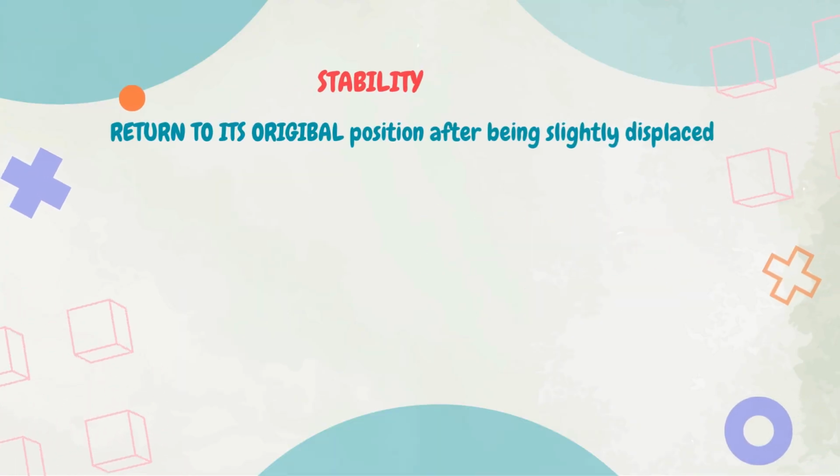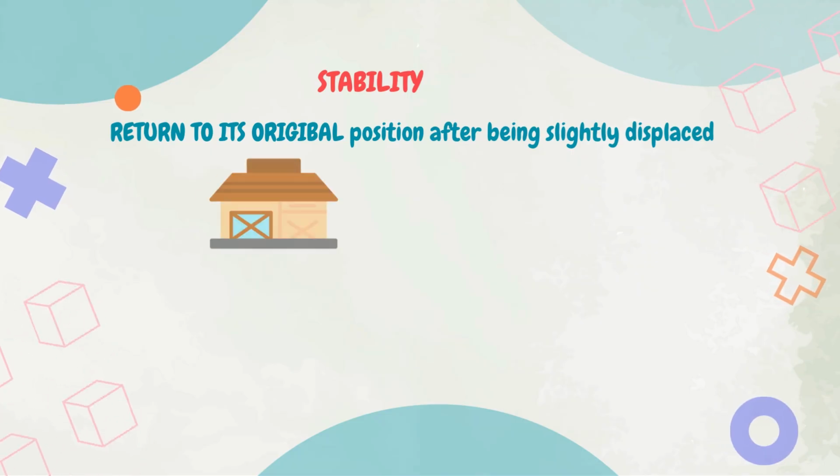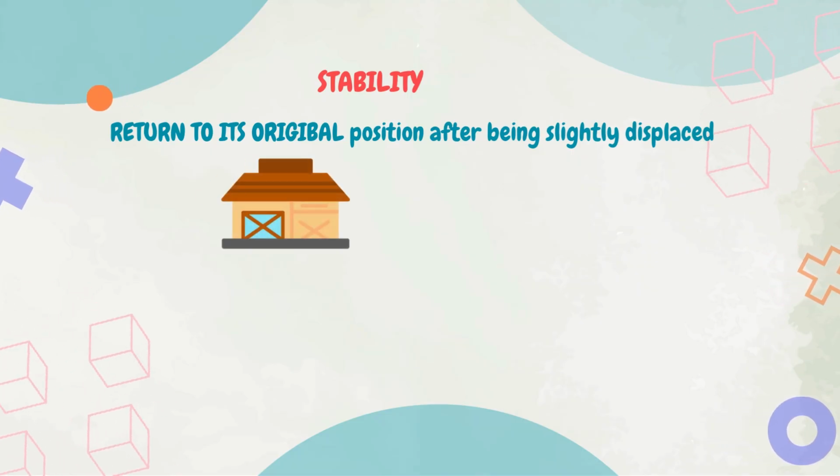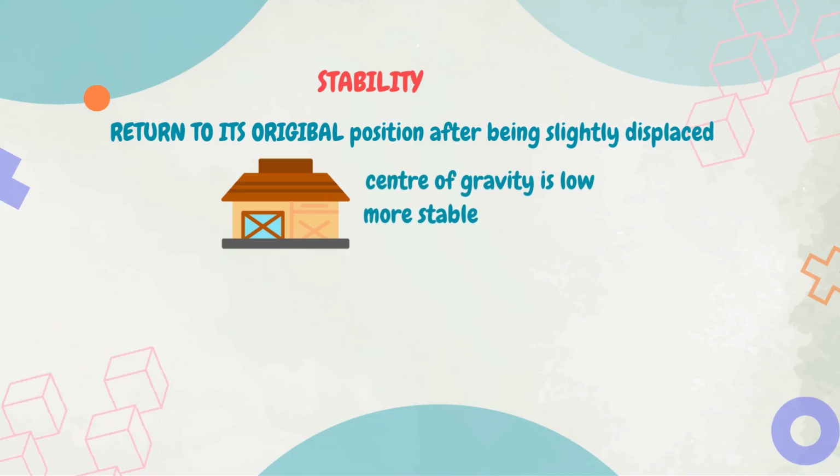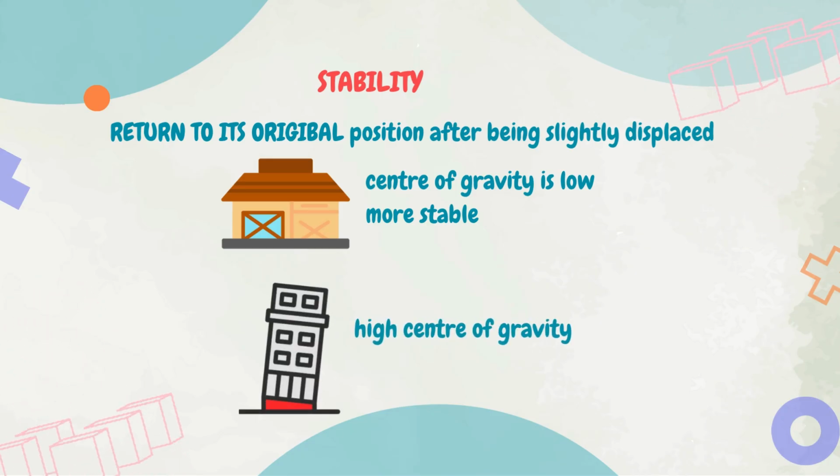Stability is the ability of an object to return to its original position after being slightly displaced. The stability of an object is affected by the position of the center of gravity. When the center of gravity is low, the object is more stable and less likely to tip over when tilted. Objects with a high center of gravity are less stable and easily tip over when tilted.